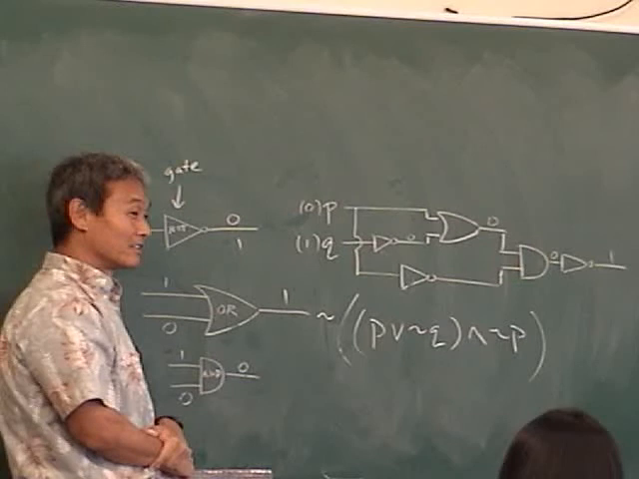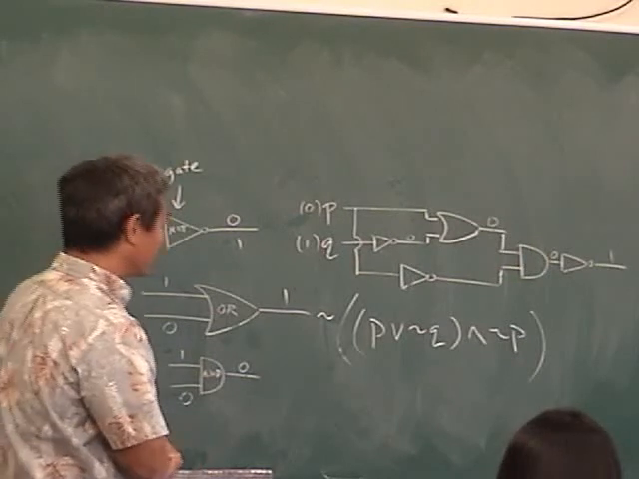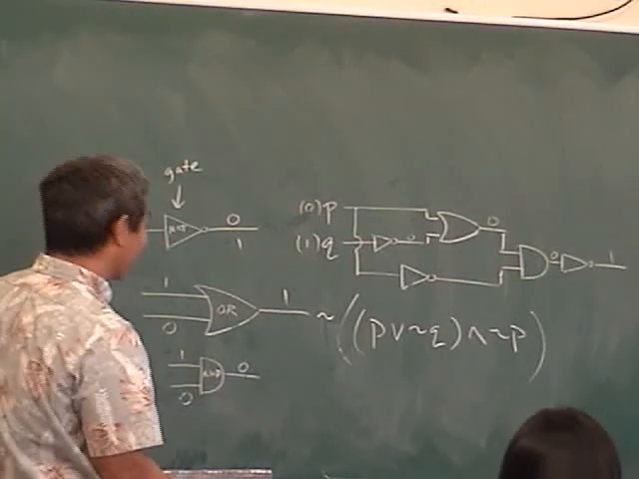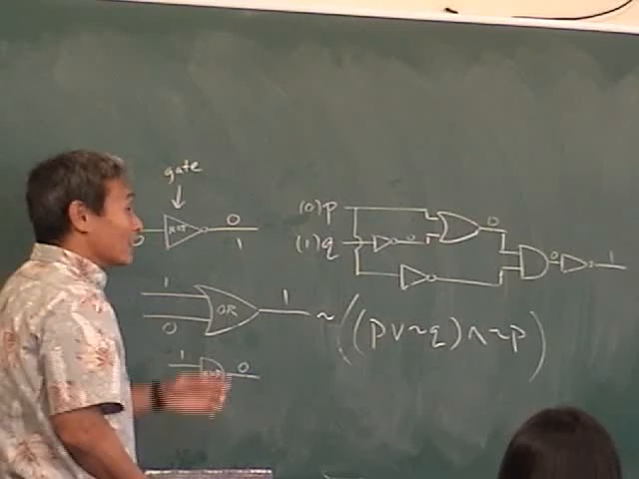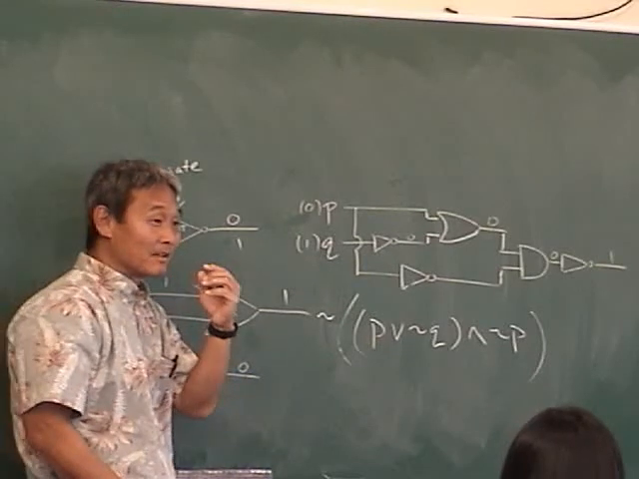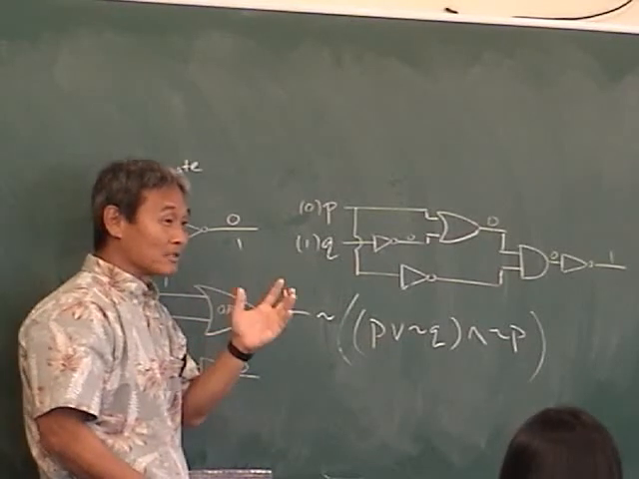50-50 chance. That's right, it's either 1 or 0. Oh, so is that why we have the binary number system? That's why electrical engineering has got to know the binary number system?